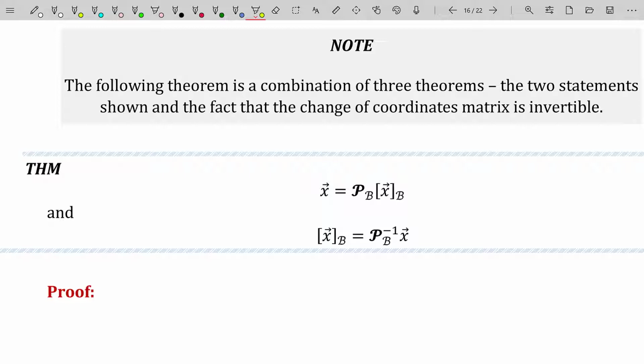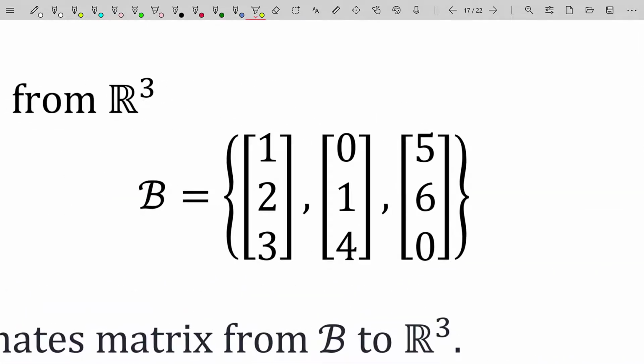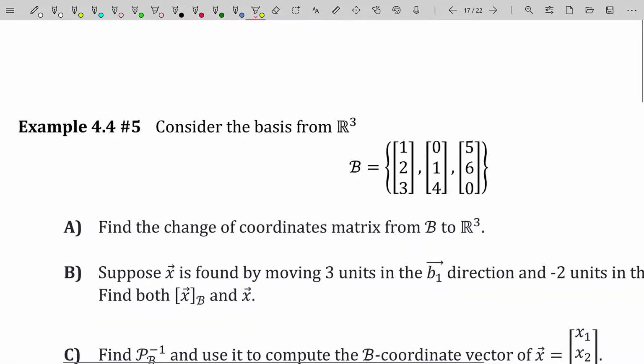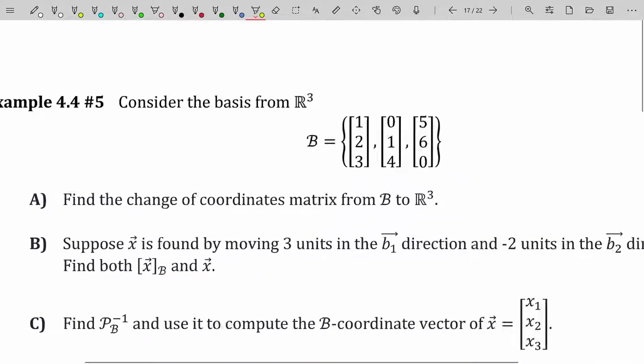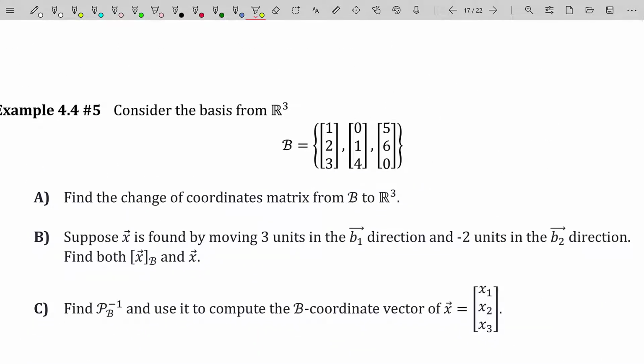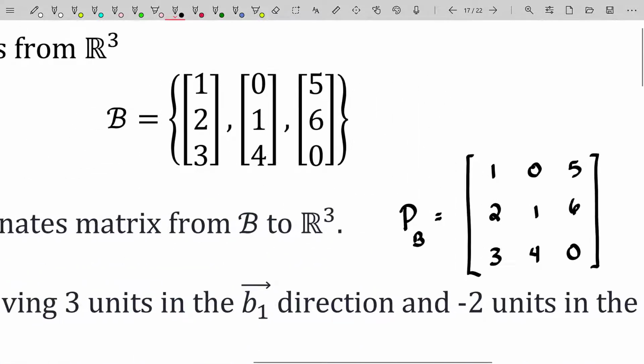Now, rather than prove these right now, I will, but rather than start with a proof, let's just see everything in an example. Consider the basis from R cubed. It's (1,2,3), (0,1,4), (5,6,0). That's going to be our basis for R cubed. We're going to start by finding the change of coordinates matrix from B to R cubed. And as was stated on the definition page, this is literally just the matrix whose columns are these vectors from the basis. So part A is actually done.